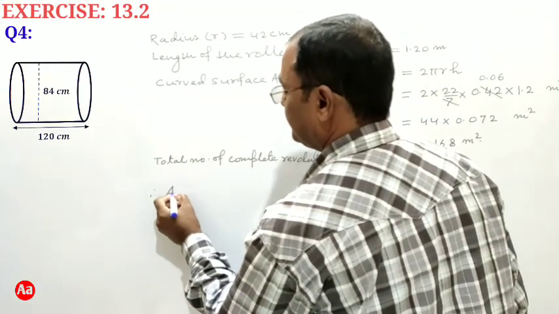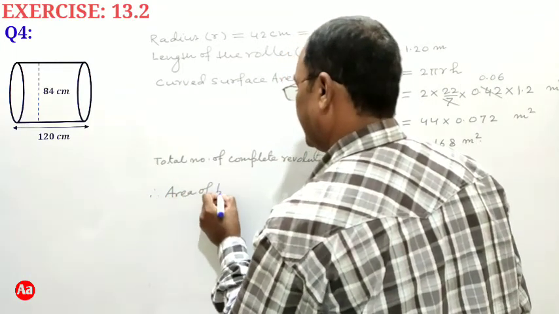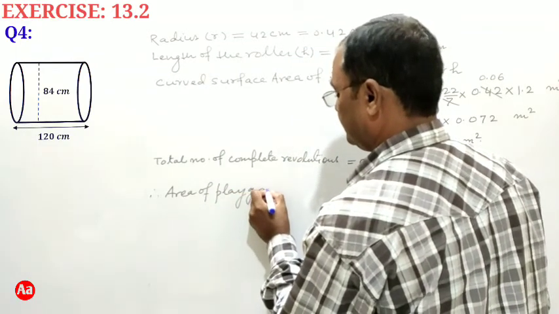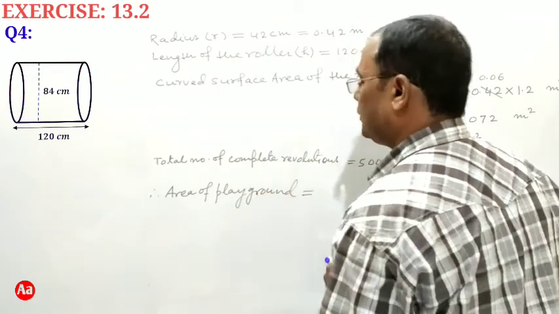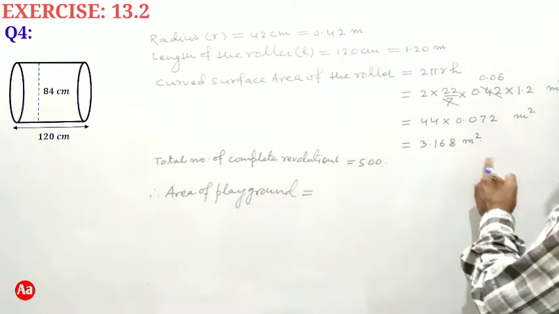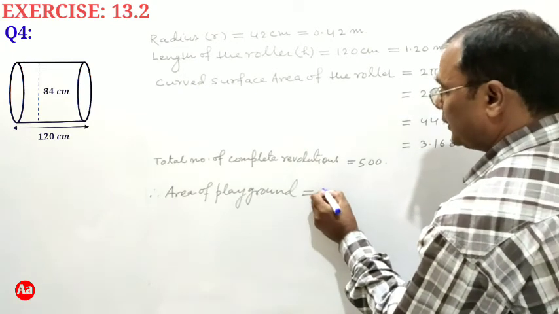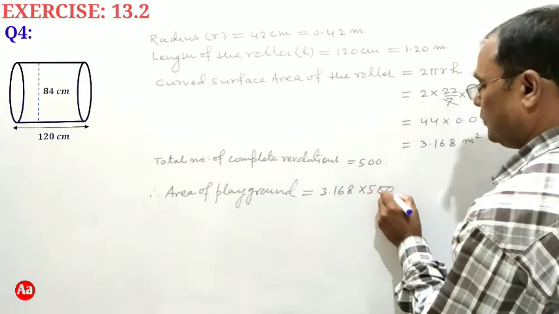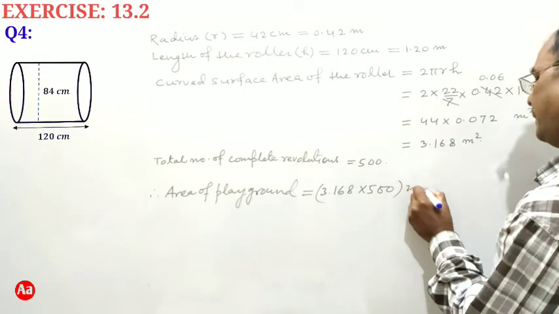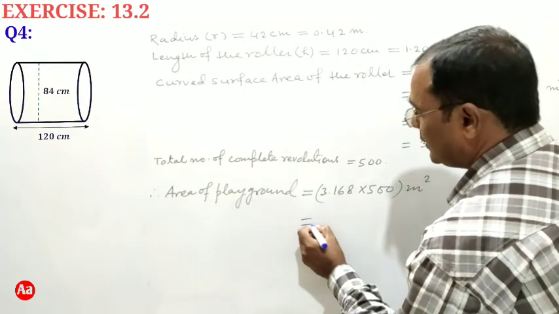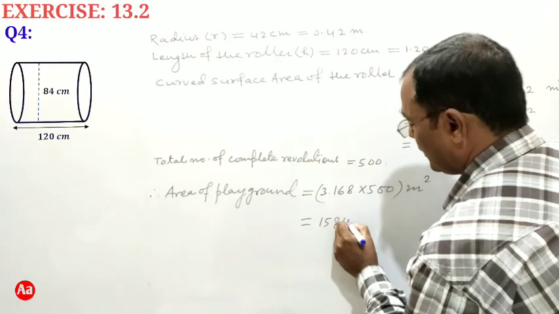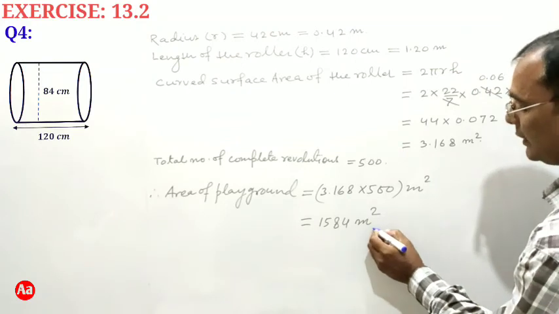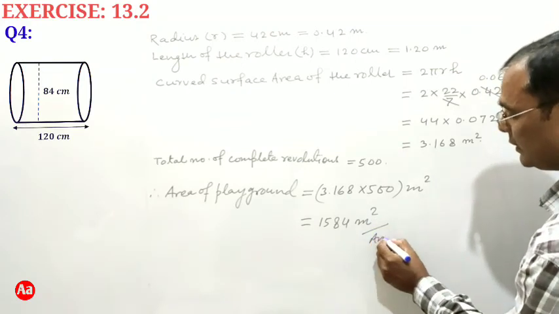Therefore, the area of the playground is equal to this 3.168 meter square area in one complete revolution into 500 meter square, and this is equal to 1584 meter square. This is the area of the playground, and this is the answer.